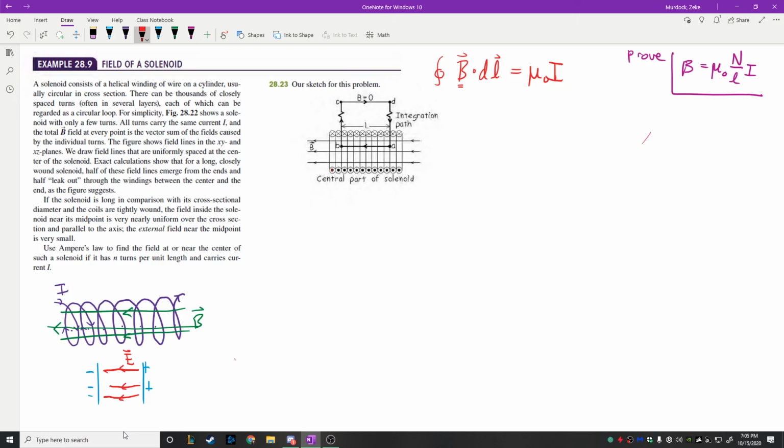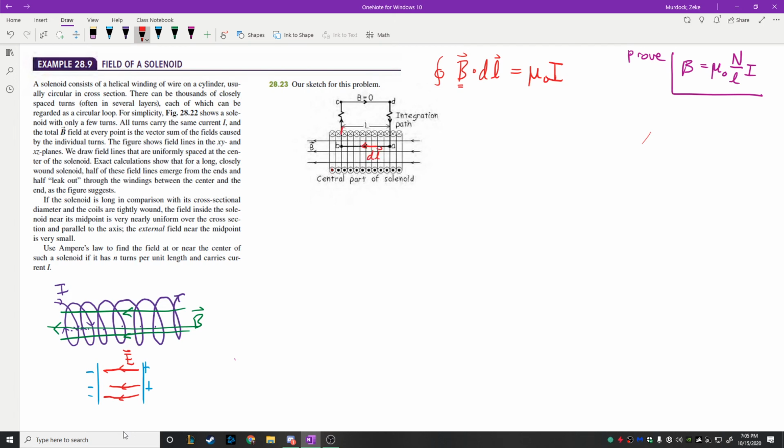We've already got 2 of the pieces, right? Mu naught and I, they're already there, so we just got to get an n over L here somehow. All right, so here's what we're going to do. We're going to do this line integral. We have to go around a closed path, right? All the way around the closed path. So we'll go from A to B, and then from B to C, and so on, okay? Our integration path is going to be broken up into these dL's, so I'll just indicate on here that this is an example of what our dL would be on this side.